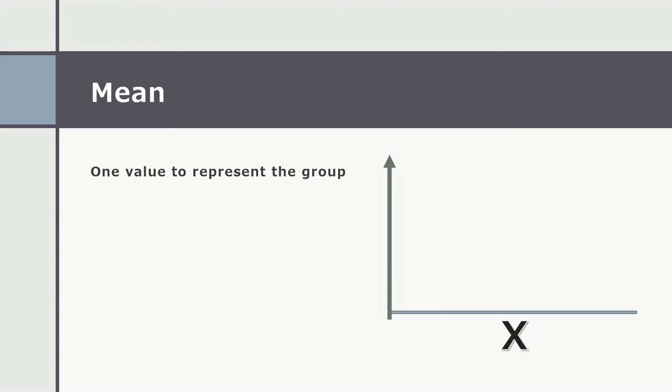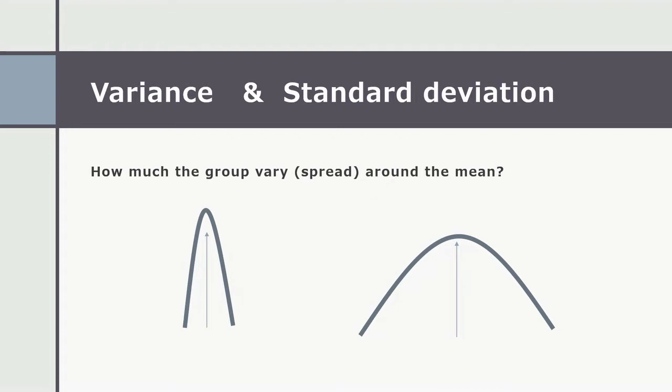Is it an average group? Is it a short group? Is it a long group? How much does the rest of the group vary or spread around the mean?